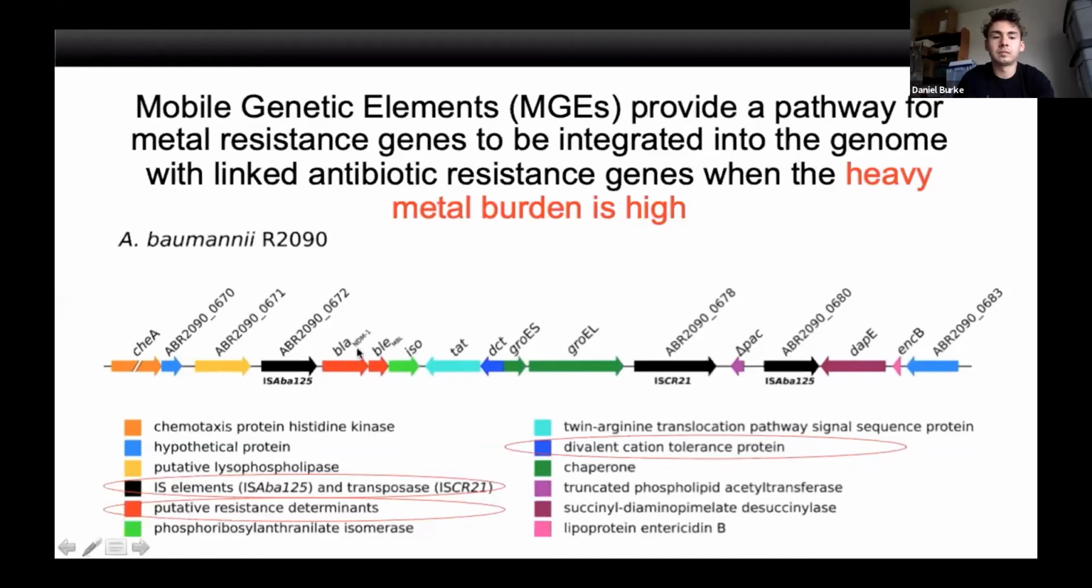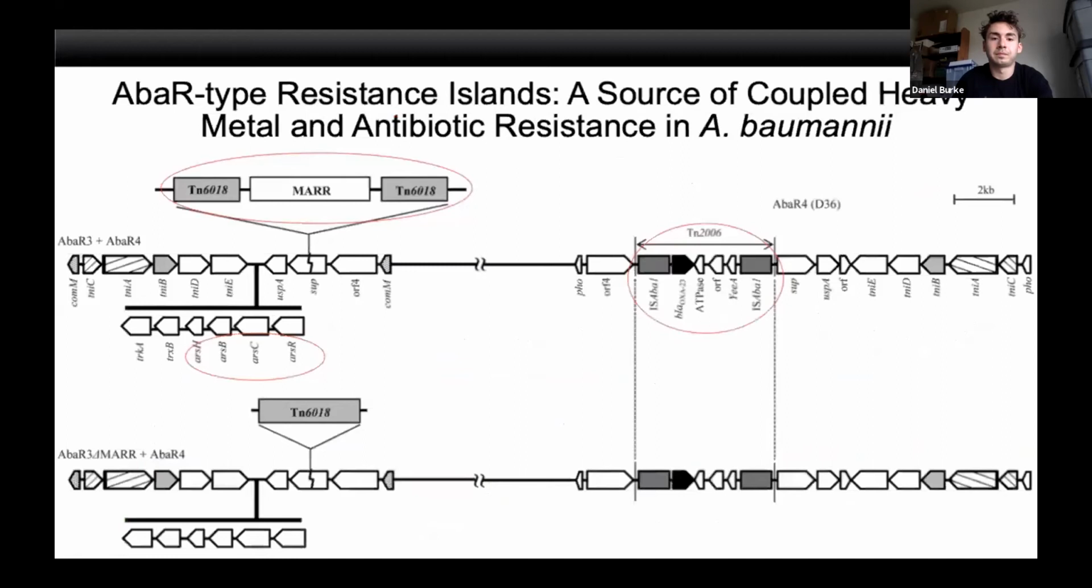Resistance determinants, such as New Delhi metallo-beta-lactamase 1, which provides resistance to beta-lactam-based antibiotics, as well as divalent cation tolerance proteins. So these are genes that provide resistance to metals in a variety of mechanisms, from oxidation to metal efflux. And one MGE in particular that's of interest in this context are AbaR-type resistance islands.